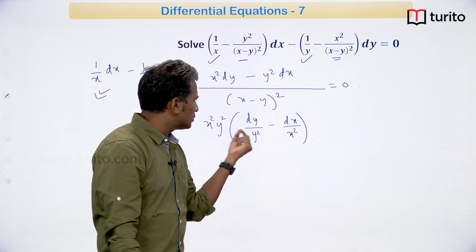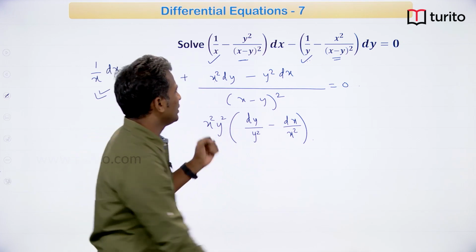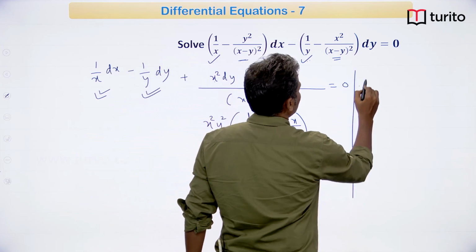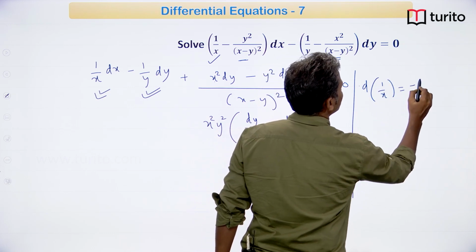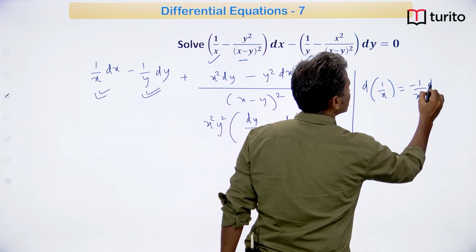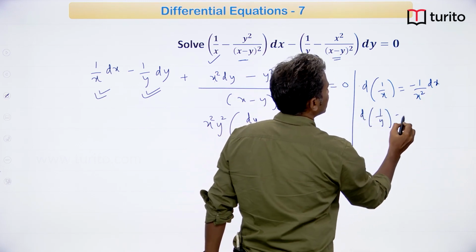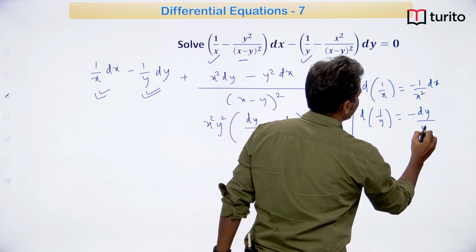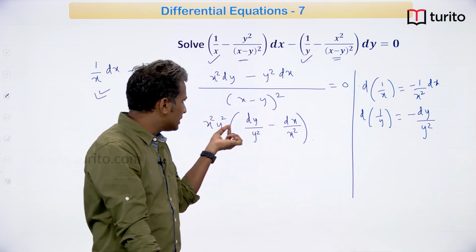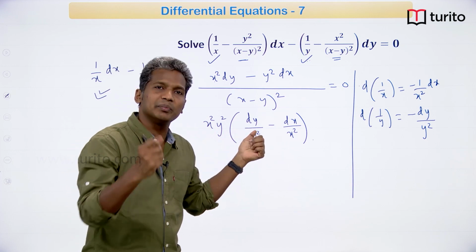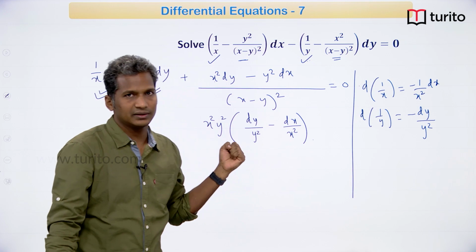So just think about the term whose derivative is this. We know that d of 1 by x is basically minus 1 by x square into dx. Similarly, d of 1 by y is minus dy by y square. We know these ideas. So the moment I take this common, I suddenly remember that there is a form which will give these terms as differential, right?